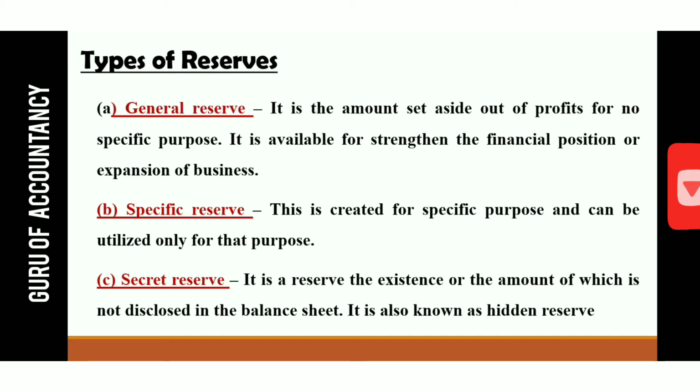Say for example, actual profit is 1 crore, but the company is showing only 80 lakhs profit. So 20 lakh is hidden. That is a secret reserve. It is also created by showing the assets at a lower figure and liabilities at a higher figure. So the company can show its assets at a lower figure. Say for example, the value of building is 5 crore, but the company is showing only 4 crore rupees in the balance sheet. 1 crore it is showing less, so that 1 crore is a secret reserve.